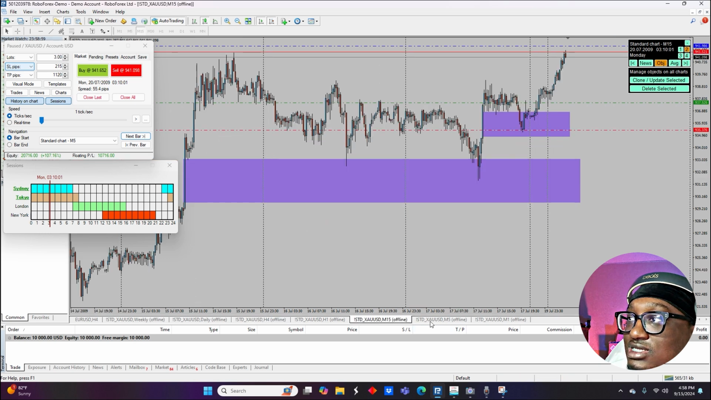I entered at this displacement up. It took out liquidity. I entered at this displacement. I waited for price to range here. This is the market maker buy model, advanced level, if you understand bias.